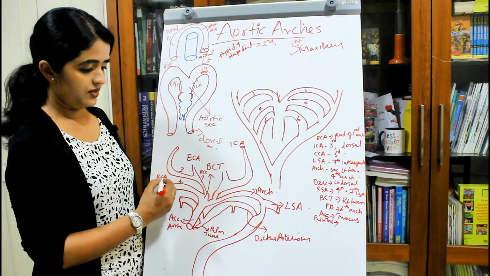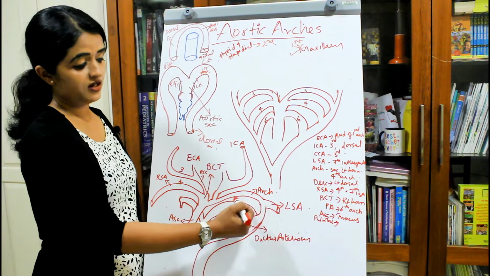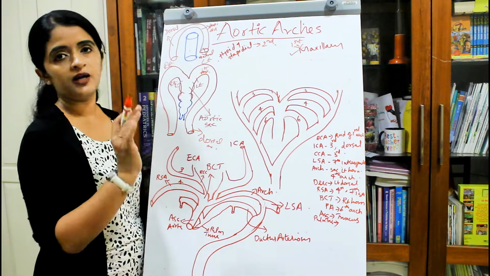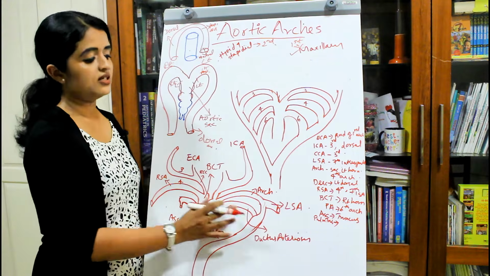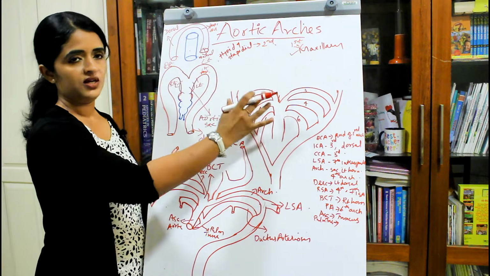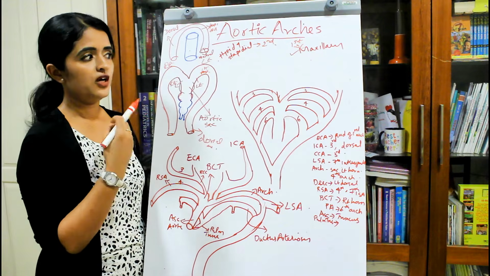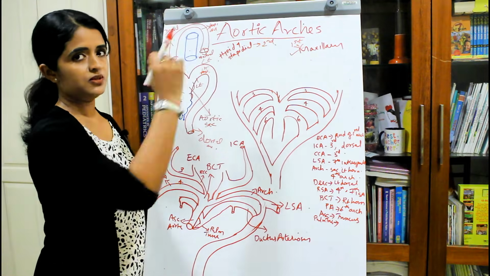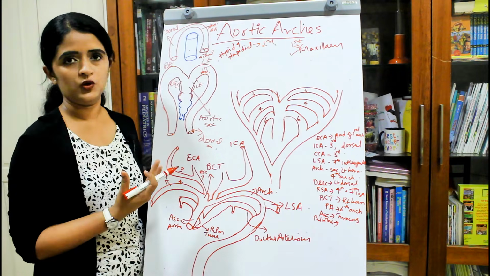Then you have the left subclavian artery arising from the arch of aorta, and then you have the pulmonary arteries. So these are the arteries which are going to be derived from the remaining aortic arches. So we are going to focus on how these arteries, how this diagram is made from this diagram. That is what we are going to focus on.